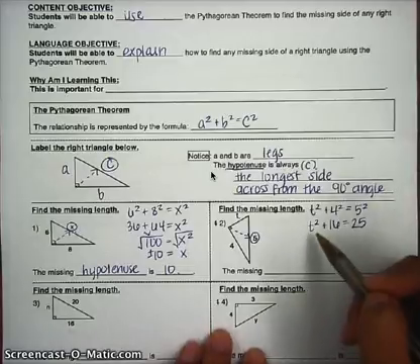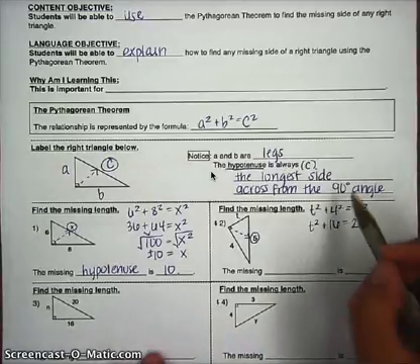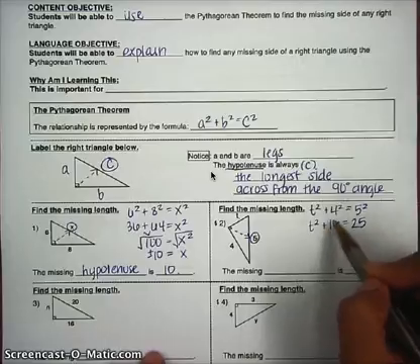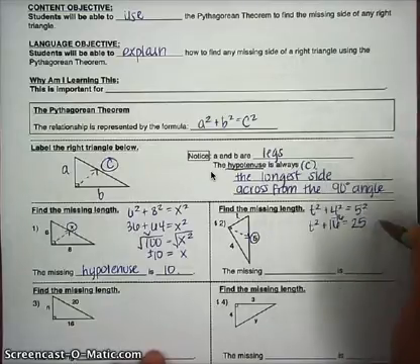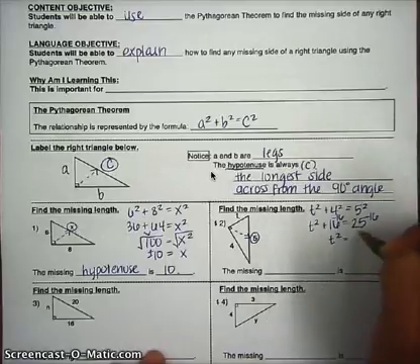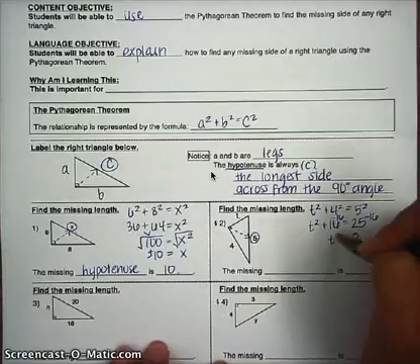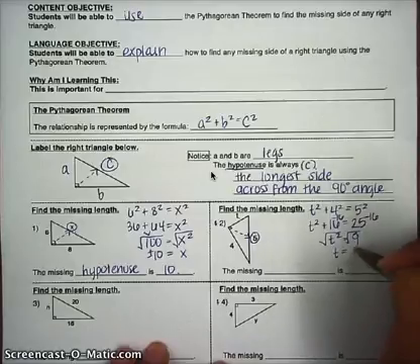Now, in order to isolate t, notice I'm not going to combine like terms in this case because I can't. However, in order to isolate t, I need to get rid of the constant. So I'm going to go ahead and subtract 16 from both sides, leaving me with t squared equals 9. Am I done yet, guys? Yes or no? No, I still need to take the square root of both sides, leaving me with t equals positive or negative 3.